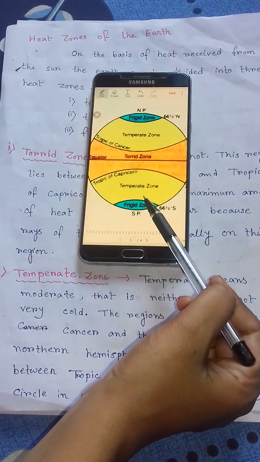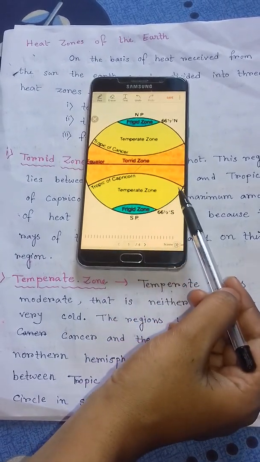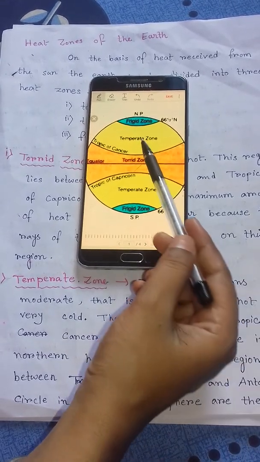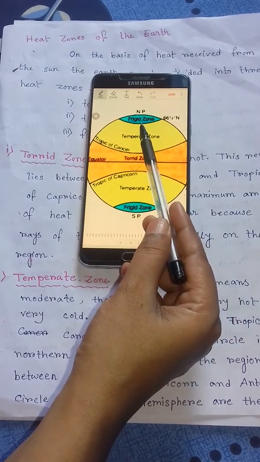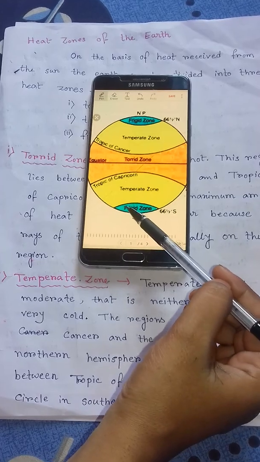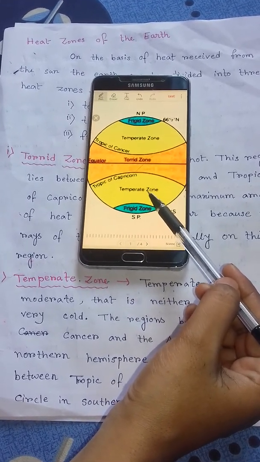Now move to the southern hemisphere. Here temperate zone lies between Tropic of Capricorn and Antarctic Circle. So temperate zone lies between Tropic of Cancer and Arctic Circle in the northern hemisphere, and Tropic of Capricorn and Antarctic Circle in the southern hemisphere.